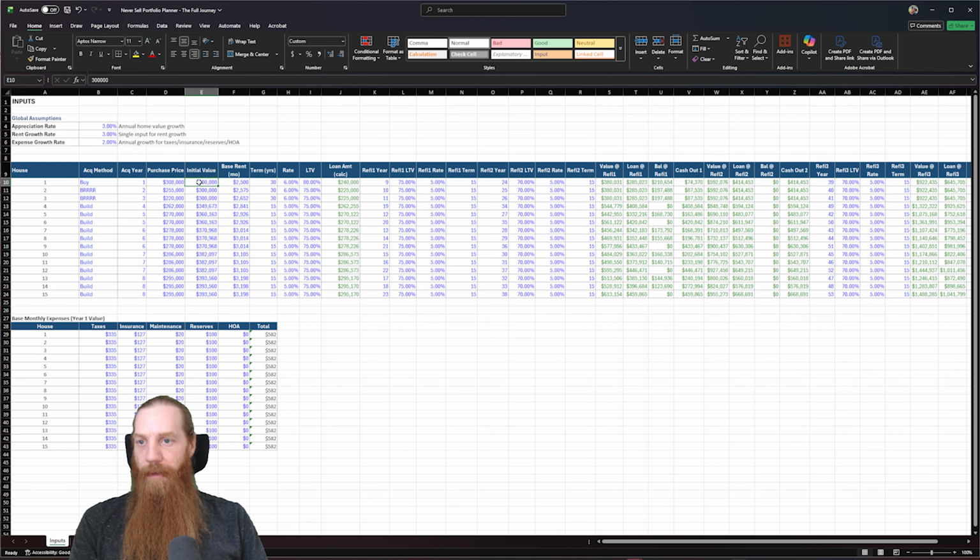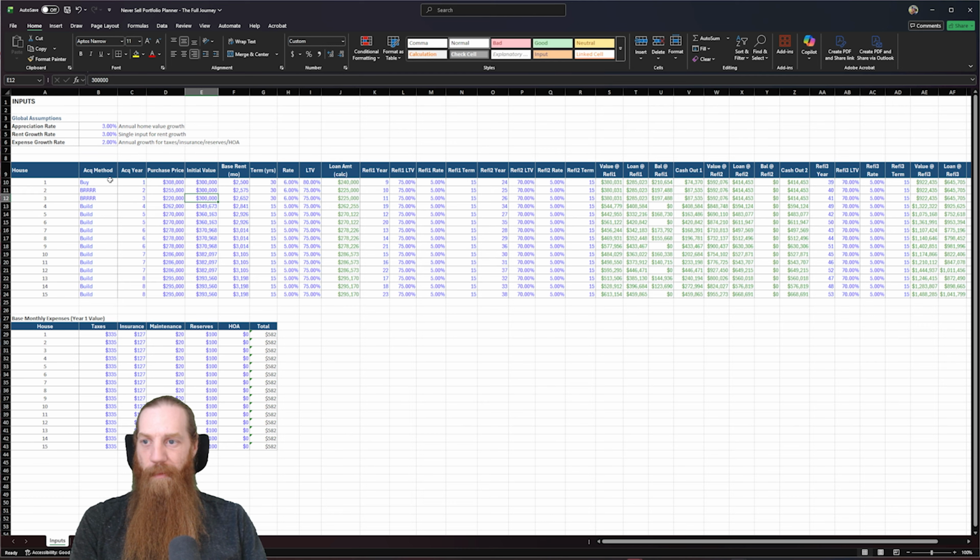So initial value, again, this is just going to be your market value. Following Alex's story, the first 3 were all $300,000 initial value. To keep it simple in the story, I just left them all the same, even though each year it's probable if these were the exact same home, this would have appreciated by 3% per year.